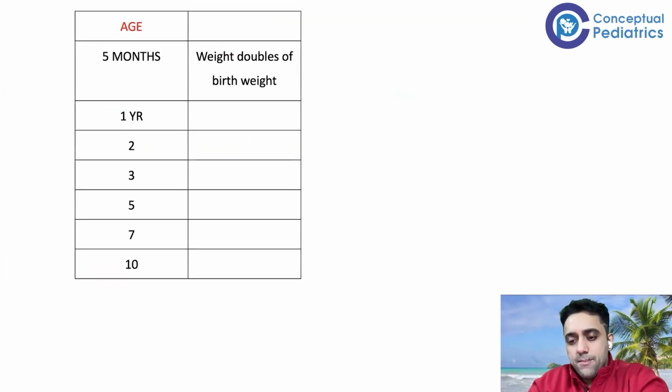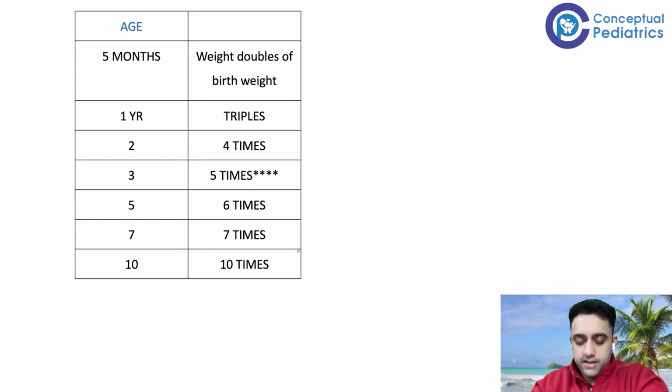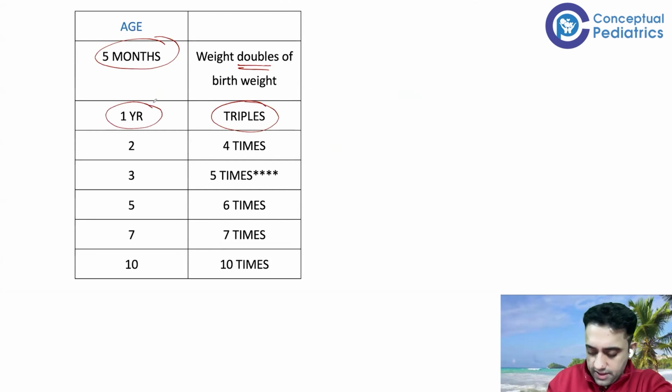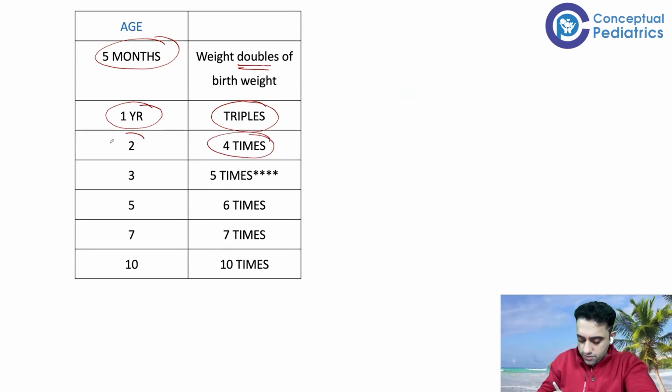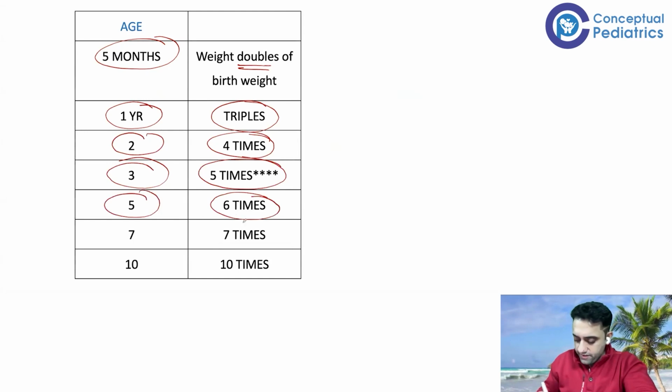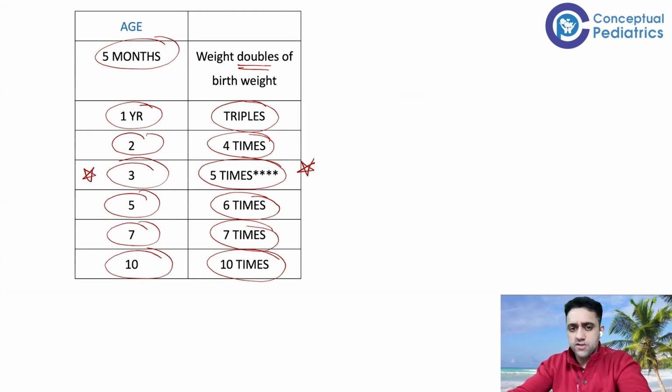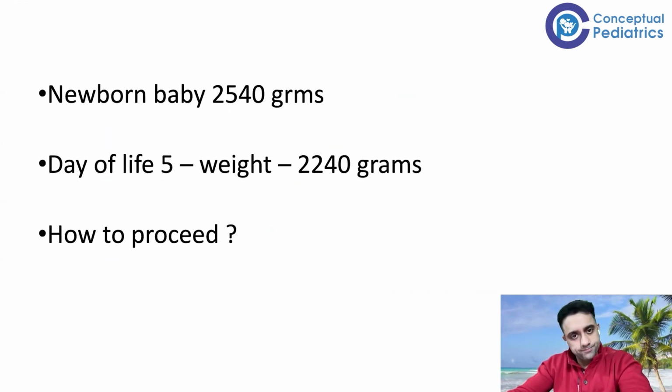Now a little about it in detail, as this is an elaborative class. So I told you weight doubles by 5 months, triples by 1 year, 4 times by 2 years, 5 times by 3 years, and 6 times by 5 years, 7 times by 7 years, and 10 times by 10 years. But if you remember till 5 years, that is enough, because this was the exam question. So it's pretty sorted out that way.